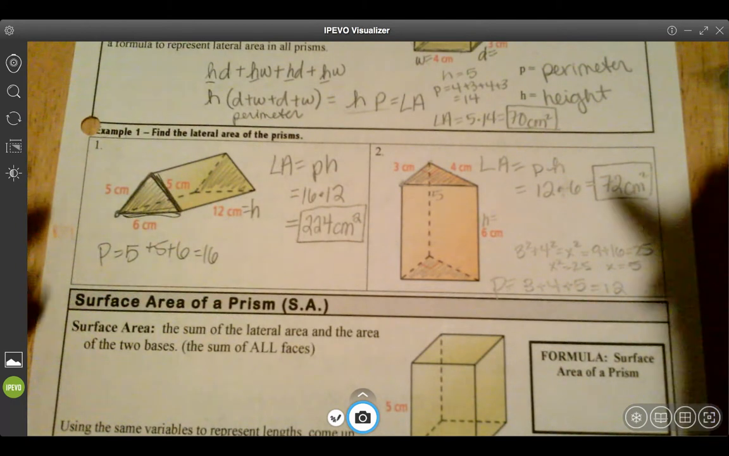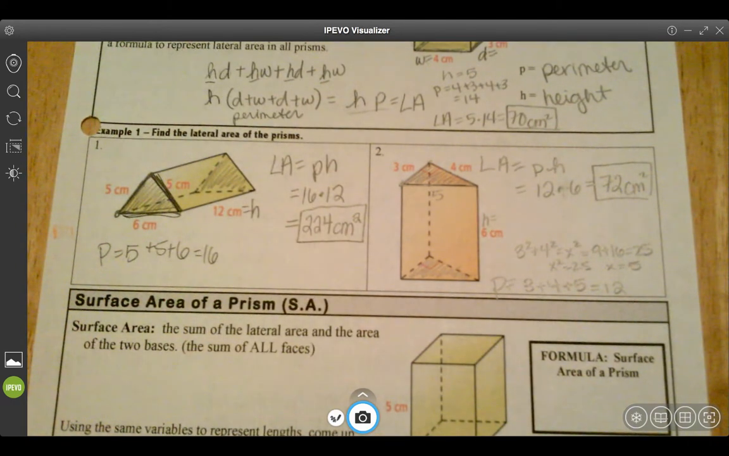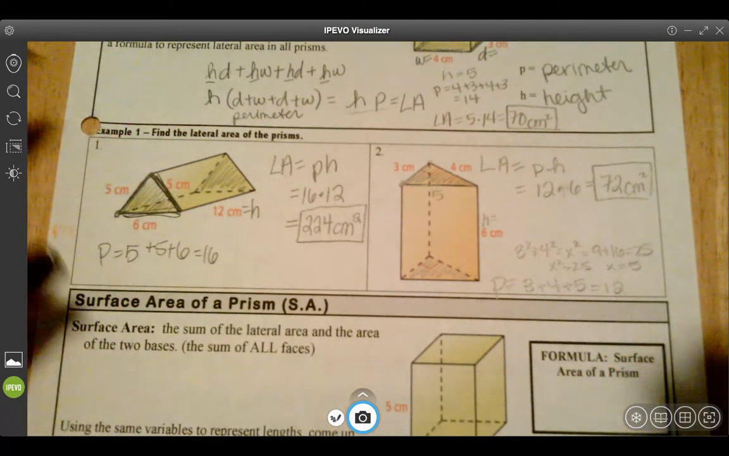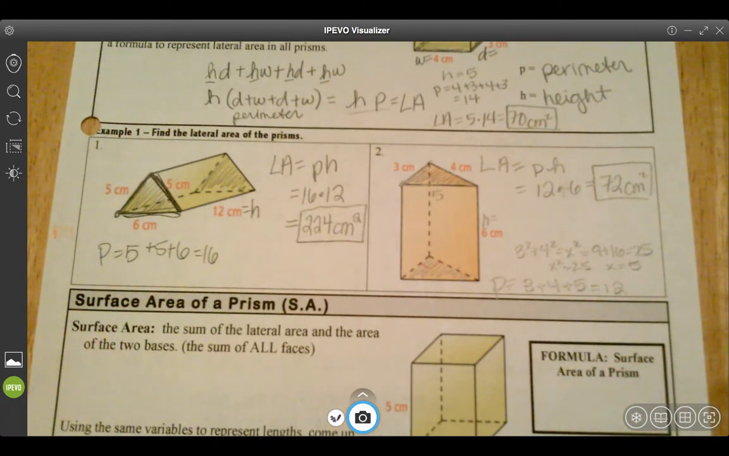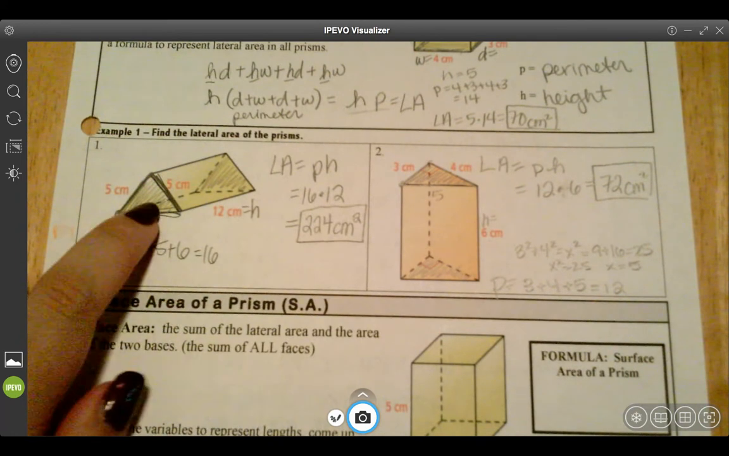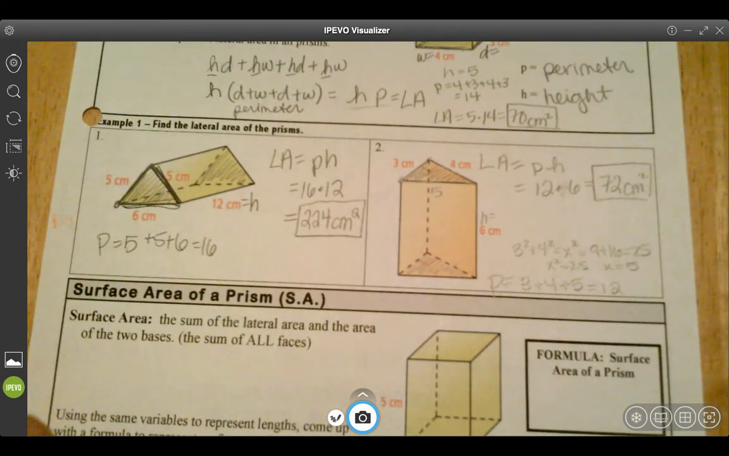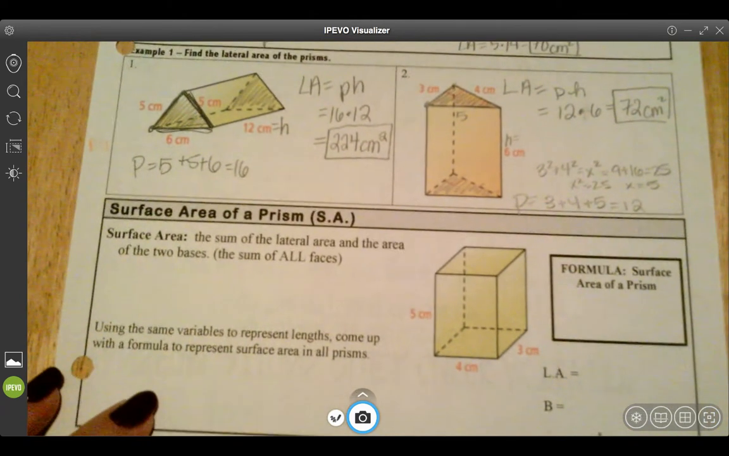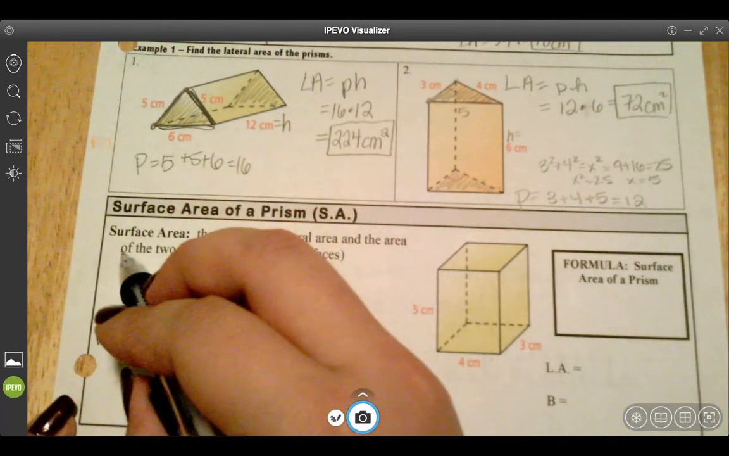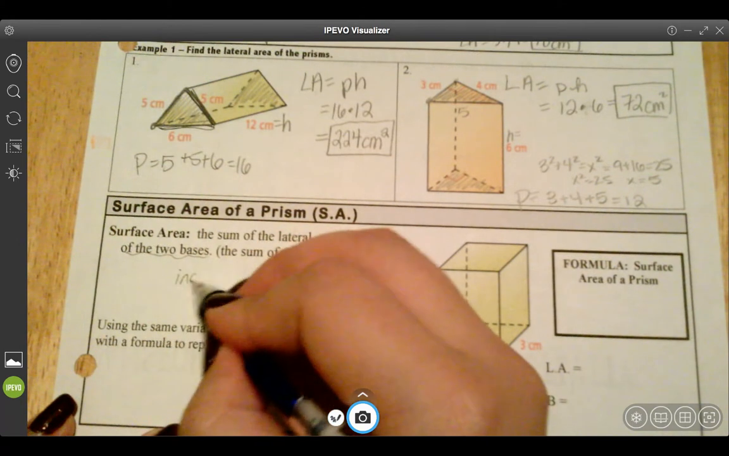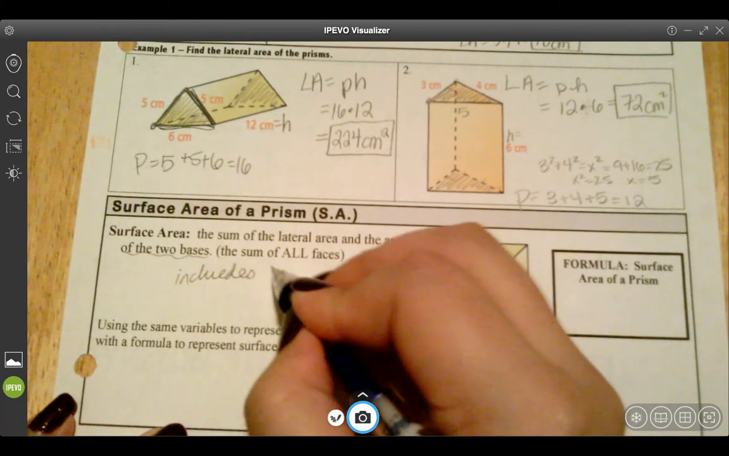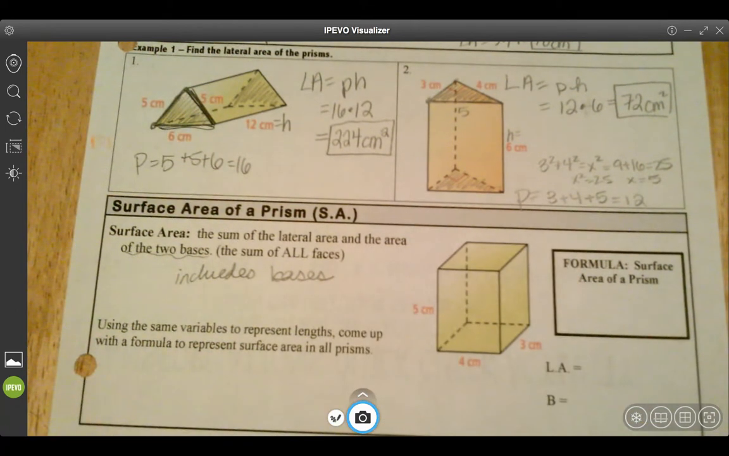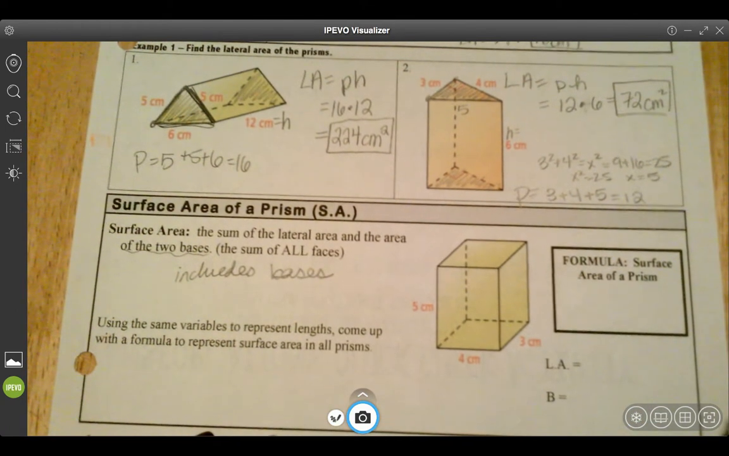Okay, so that's lateral area, meaning we're finding just the area of the rectangles that go around the sides. In order to find surface area from that, we have to add in the area of the bases. And so that's our formula for surface area. To find the surface area, this is now including the bases. That's the difference between lateral area, which is just the sides, and surface area, which is the whole thing.